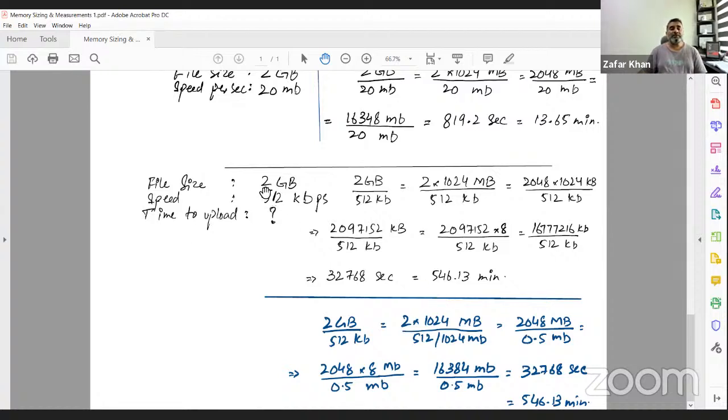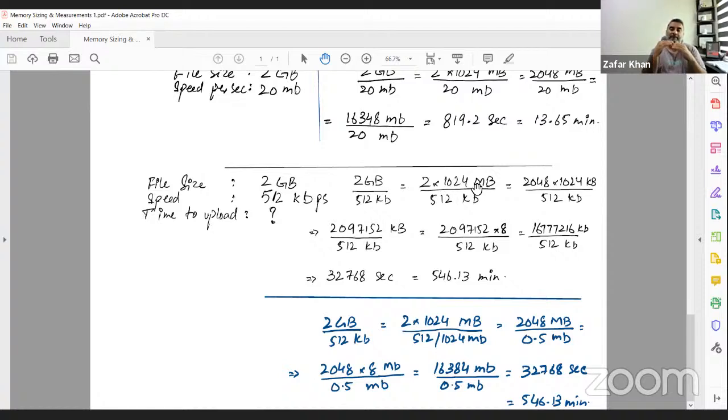Now, this is a 2 GB file. So what comes to mind is first to convert this gigabyte into kilobits. So for that, I would have to first convert this gigabyte to megabyte. So how would I do that? I will be converting gigabyte to megabyte, so I will be multiplying gigabyte by 1024. That will give us 2048 megabytes.